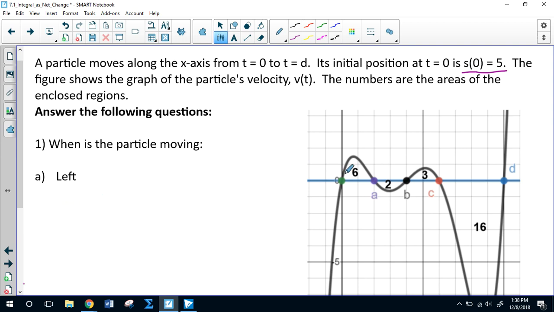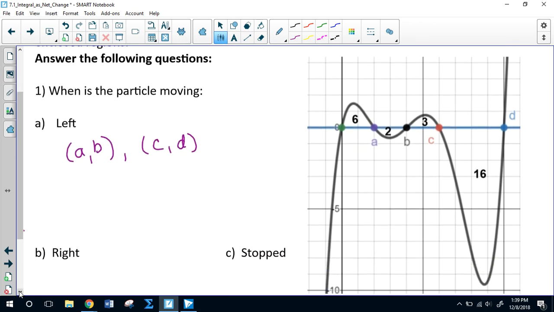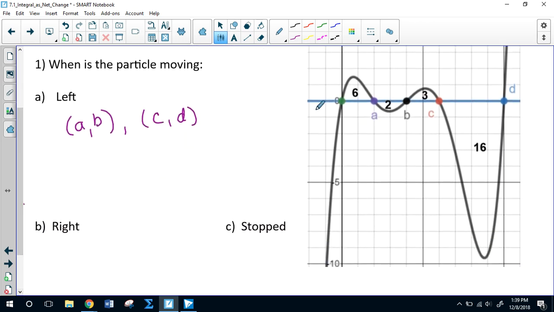So when is the particle moving to the left? Well, it's moving to the left when the graph of the velocity is underneath the x-axis. So it's moving to the left from time A to B and from C to D. It's moving to the right when the graph is above the x-axis. So we have two regions for that as well. Moving to the right from 0 to A and from B to C.